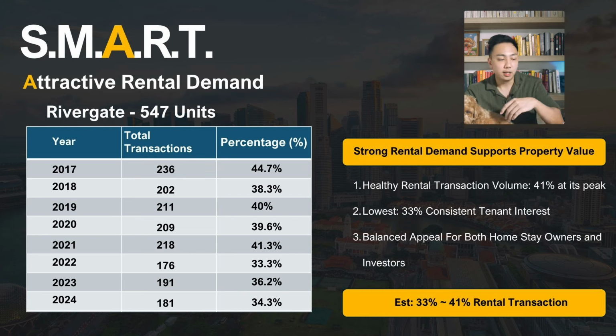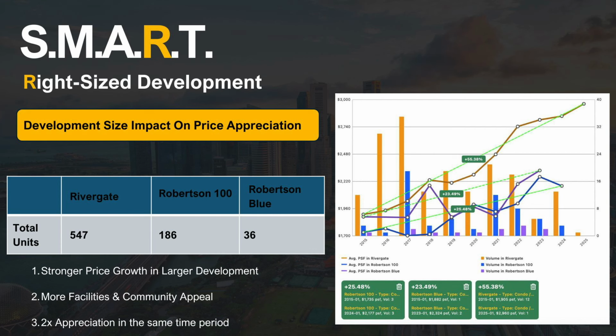CCR, needless to say, a lot of expats love to stay there. So the rental transaction volume per year will be much higher than OCR and RCR property. And on average, they have transaction volume of 33% to 41%. Okay? And the right size development, same. It has 547 units. And if you compare the same area, Robertson 100 and Robertson Blue, appreciation is still almost double, consistent with the past examples which I have given. So 55% compared to 23% and 25% for Robertson Blue and Robertson 100.